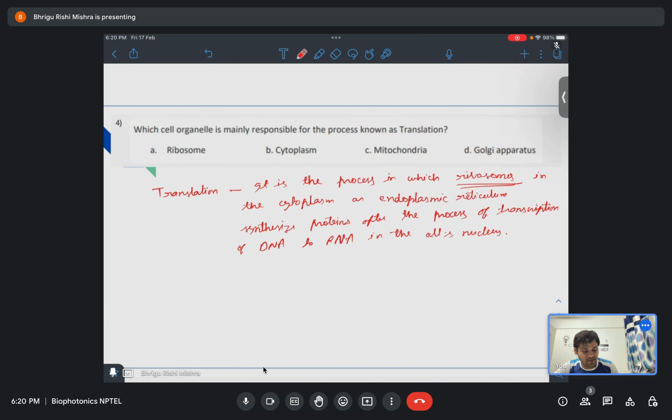So clearly it is the process in which ribosomes in the cytoplasm or endoplasmic reticulum synthesize proteins after the transcription of DNA to RNA in the cell's nucleus. So it is the ribosomes which are mainly responsible for the process known as translation.